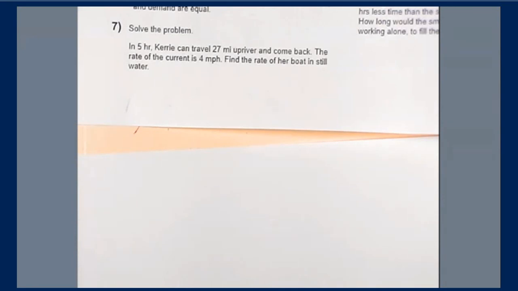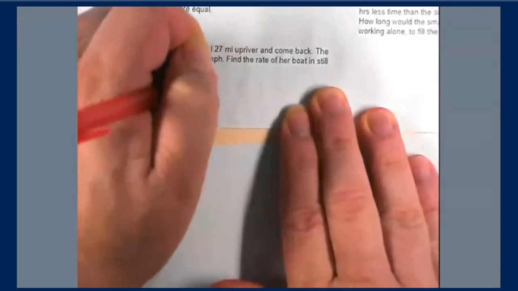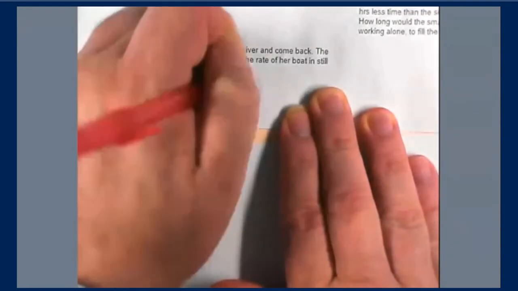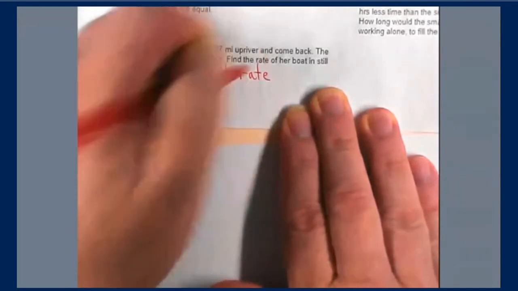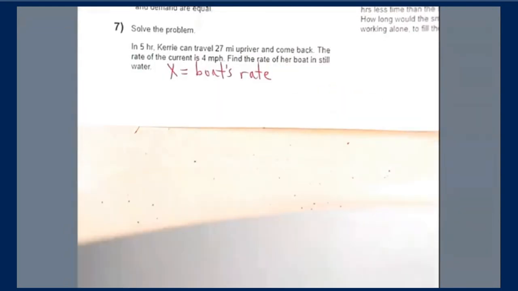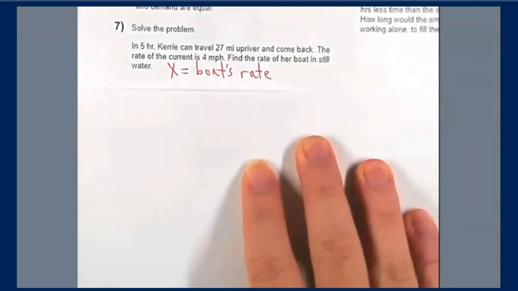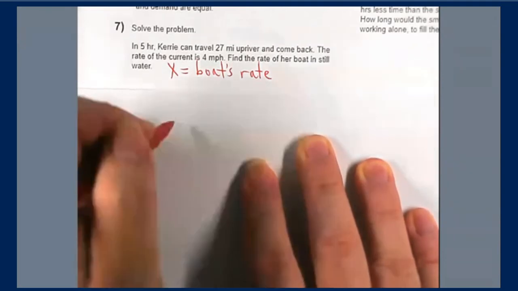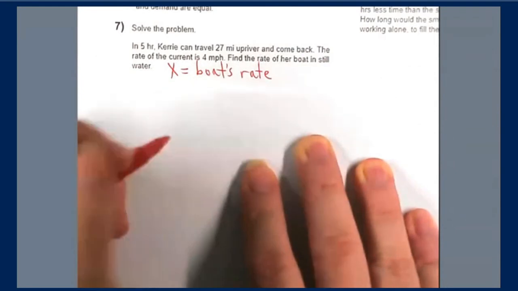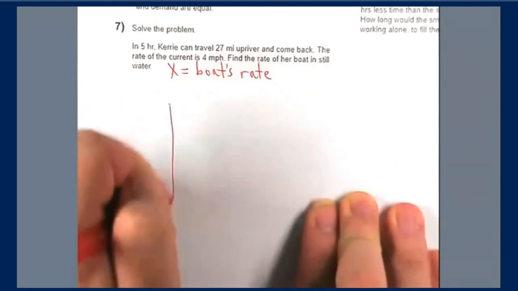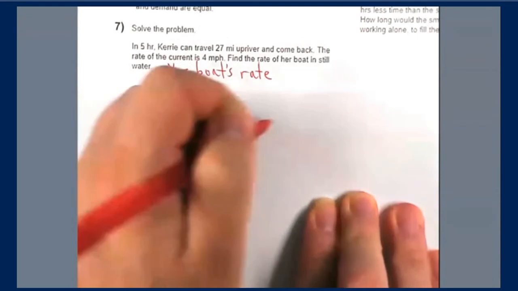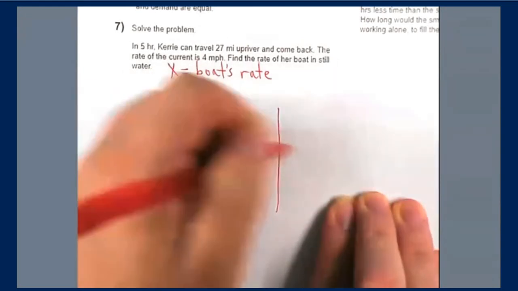So we'll let X represent the boat's rate in still water. Now, anytime you are dealing with distance, rate, and time, draw a table. So let's see, 4 by 3. 1, 2, 3, 4.